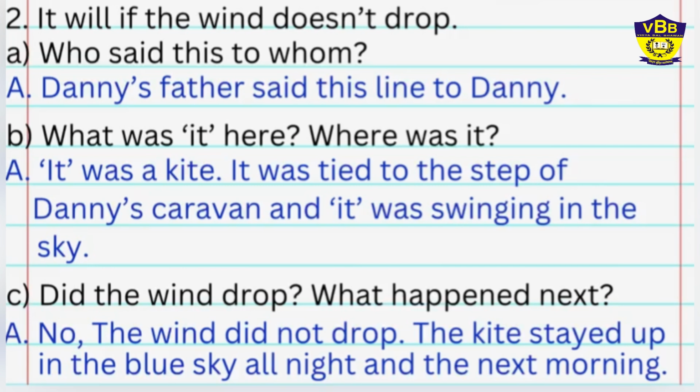So who said this to whom? Yes, the answer is Danny's father said this line to Danny. And what was it here? About which thing are they talking? Yes, they are talking about a kite. It was tied to the step of Danny's caravan and it was swinging in the sky.